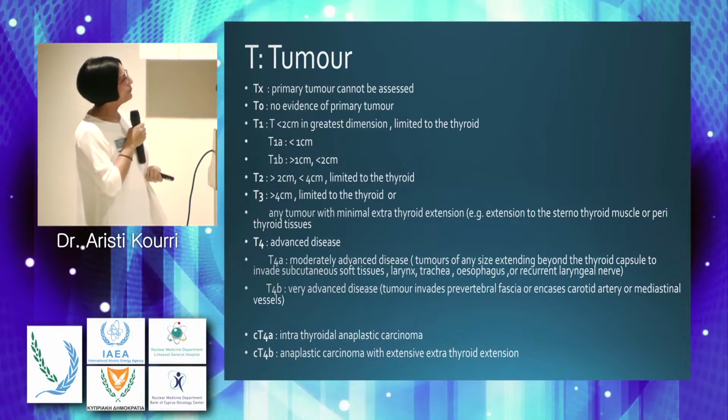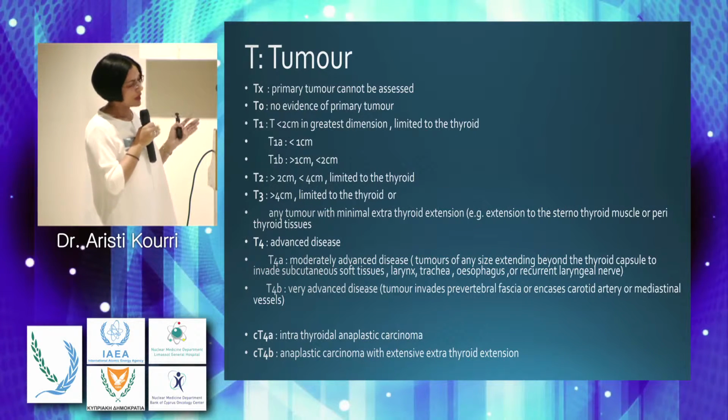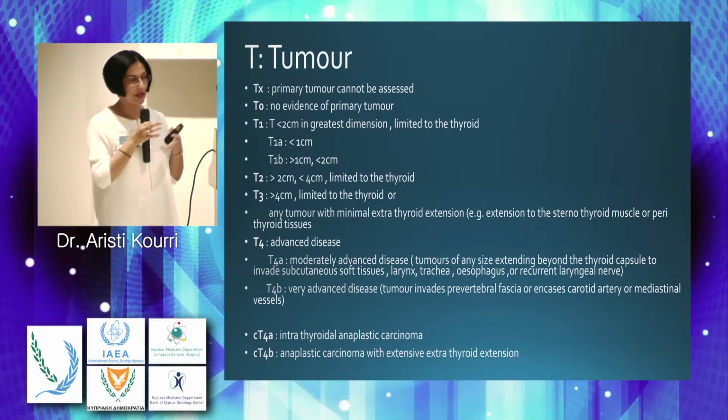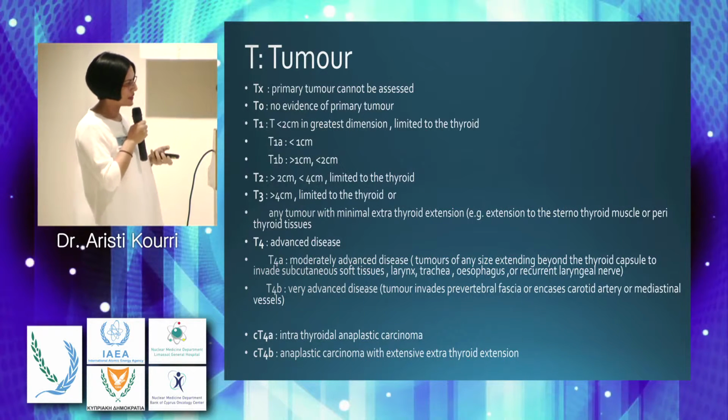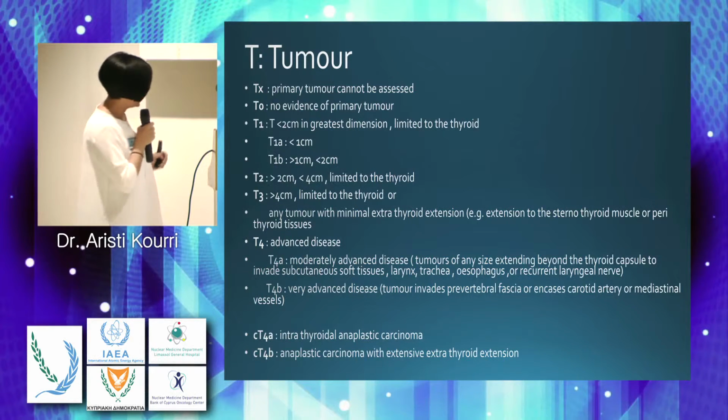T is for tumor. We describe the size of the lesion in the thyroid, possible extension to the surrounding tissues, and possible advanced disease, not only in the area of the neck, but distant metastasis as well. If we are talking about anaplastic carcinoma, we usually put the prefix C because, as we said, every patient is considered to have stage 4 disease.